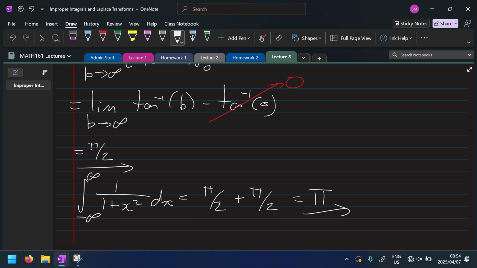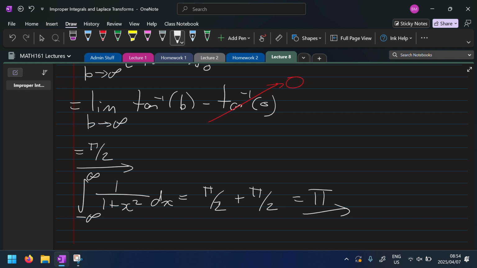Okay, so remember for these ones with the double infinity here, you're going to have to split it up into 2 problems and then add the results at the end. Okay, in this case, the 2 results were the same, but they might not be. Okay, so check both of them, and then at the end, add it together.